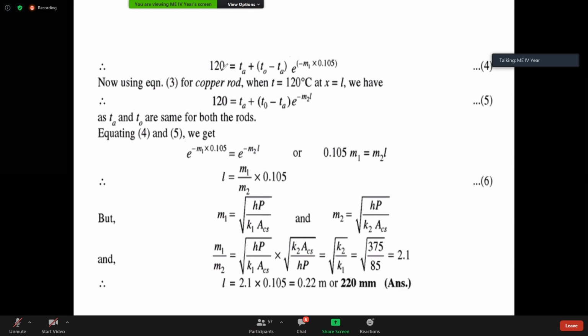See, in the first case, at 120 degrees centigrade, this is constant. I said base temperature is not given, so this difference is constant. E to the power of minus m1. I call this m1 because thermal conductivities are different. At this temperature, he gave 105 mm. That is one equation. Next, at the same temperature, he is asking what the length is. That is with respect to m2.